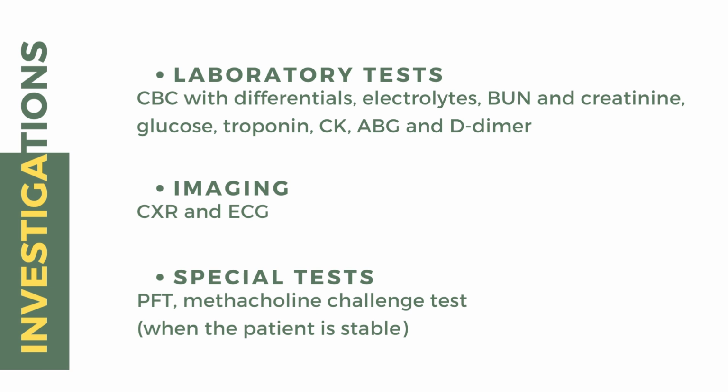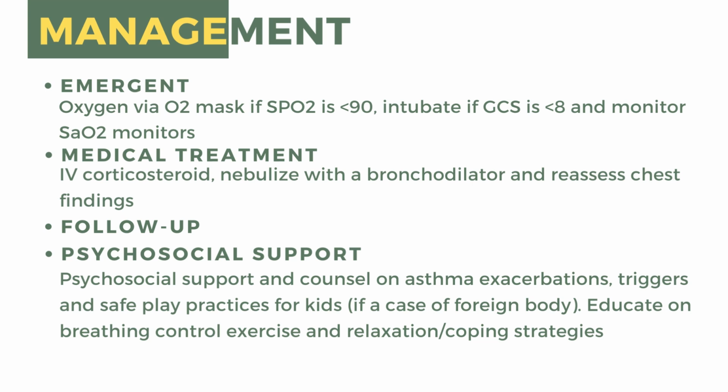And for the management, if the patient is in the emergency, you want to be sure the SpO2 is greater than 90. If less, you could give the person oxygen and intubate definitely if the patient's GCS is less than 8. Medical treatment for patients with asthma basically would be to give them intravenous corticosteroids and nebulize with a bronchodilator, then reassess when this is done to assess for improvement. And such patients should have follow-up visits to be sure that everything is fine.